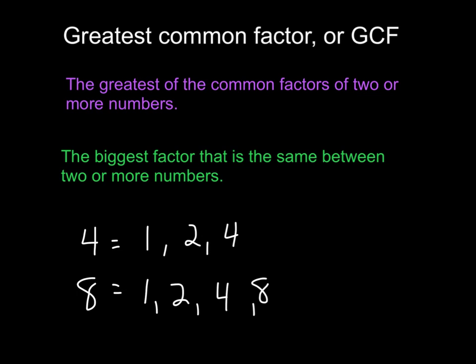Now I'm looking for the biggest factor that's the same between them. So this is a common factor because it's the same, but it's not the biggest. Here's a common factor, 2, but it's not the biggest. 4 is the biggest common factor between those. So 4 is my greatest common factor.